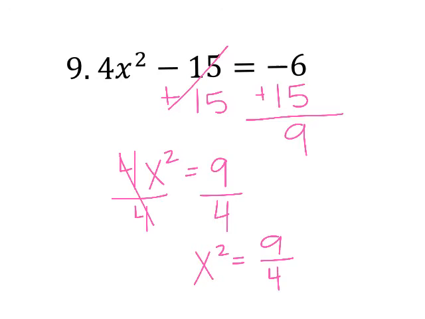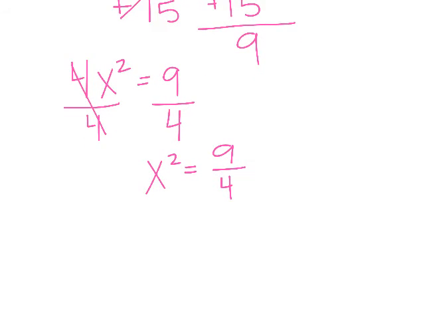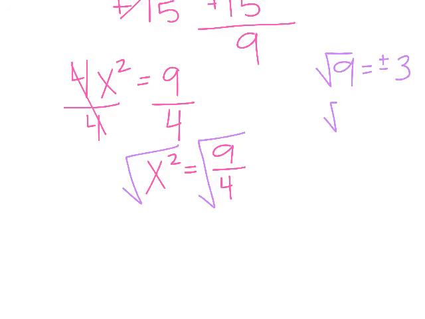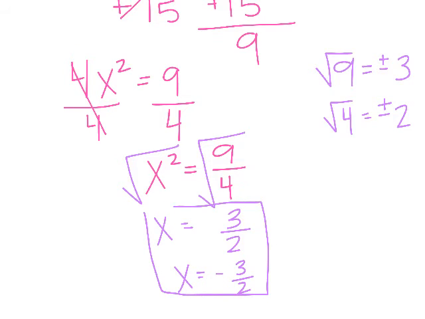Okay, here when I take the square root, it's kind of going to be a little tricky. Because remember that radical 9 is equal to plus or minus 3, and radical 4 is equal to plus or minus 2. Okay, so that's kind of an important note. So when I take the square root, I'm going to get x equals 3 over 2, and x equals a negative 3 over 2. Okay, so that would be the two solutions that I get.